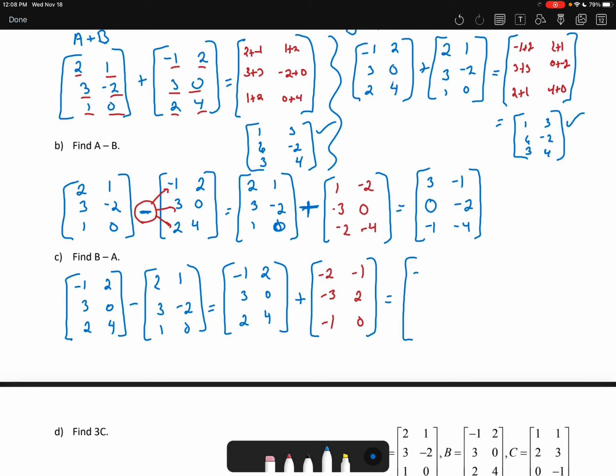So negative 1 plus negative 2 is negative 3. 3 plus negative 3 is 0. 2 plus negative 1 is 1. 2 plus negative 1 is 1. 0 plus 2 is 2. And 4 plus 0 is 4. So what we can see is that these are not equal. Subtraction is not a commutative process. It was not with regular numbers, and it still is not when we are dealing with matrices.